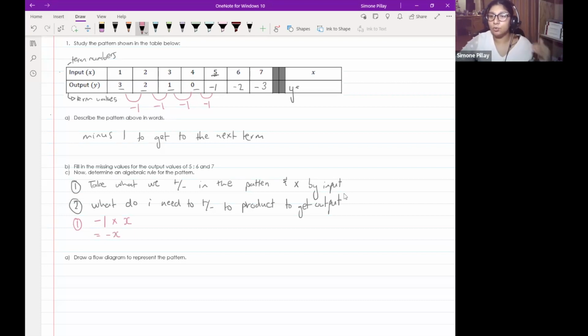I'm just following the steps. So I've given you rules. I've given you steps to do how to find an algebraic rule. And now we are just following the steps. And now to follow step 2.